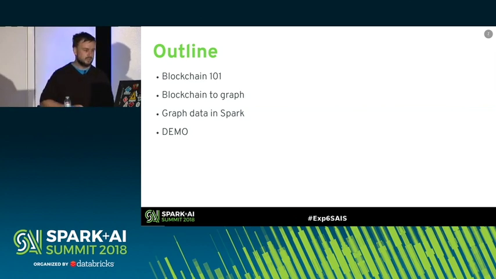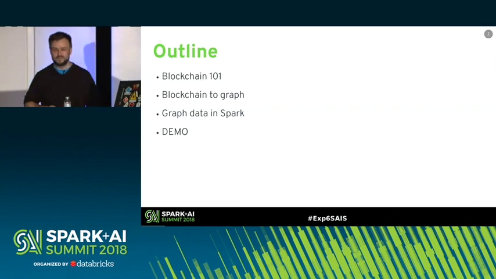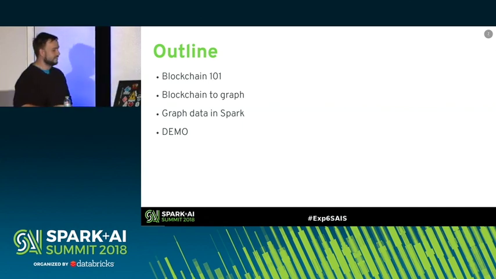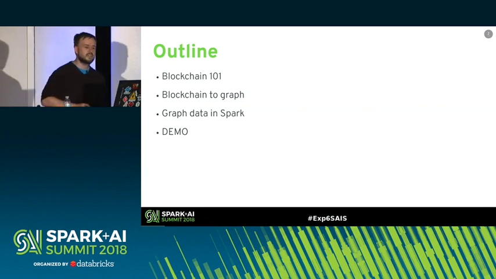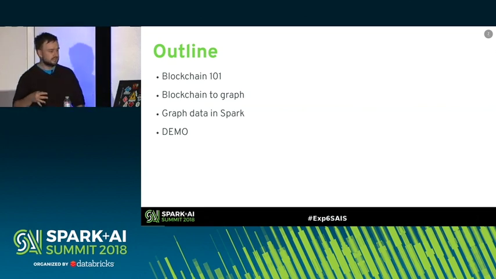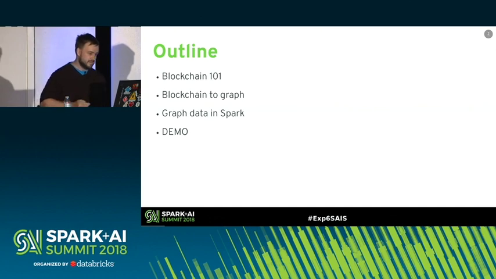Here is the outline. I will say what blockchain is. I guess most of you are here because there was blockchain in the name of the talk, and it's totally overhyped. But I will focus on the tech side, no marketing. Then I will talk about how to convert a blockchain to a graph. The next section will be how to tackle the graph from the Spark perspective, and almost half of the talk will be a live demo, so bear with me.